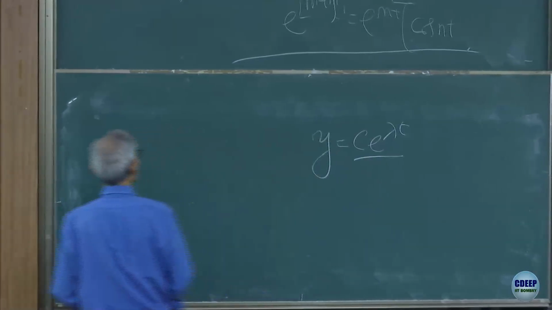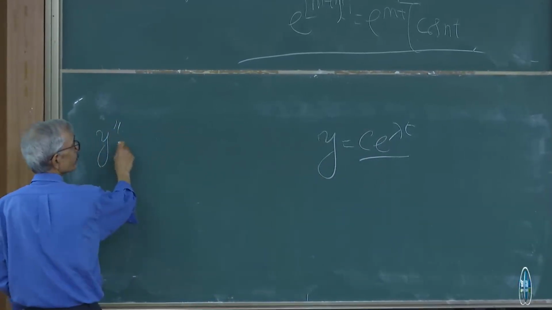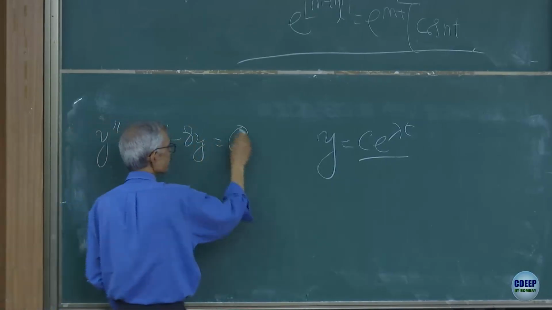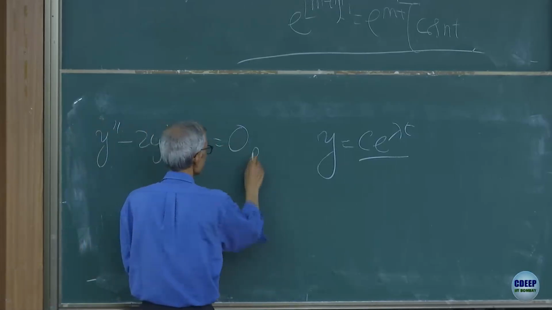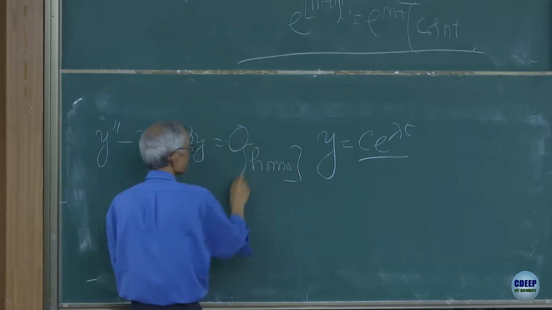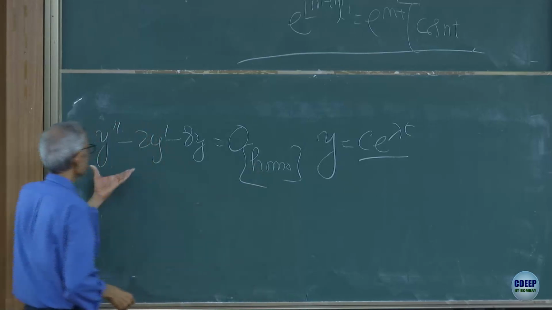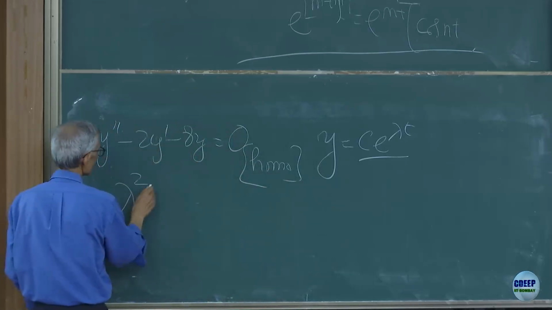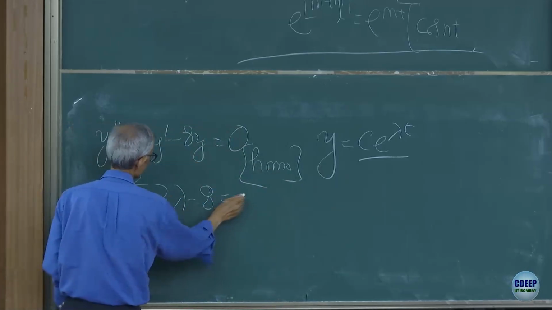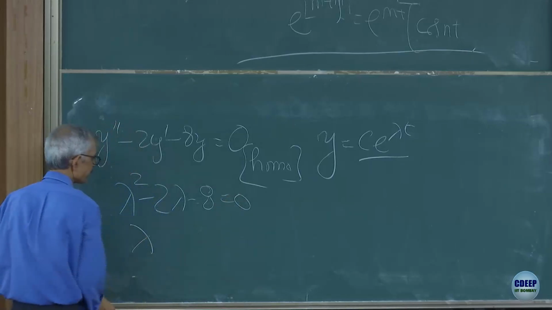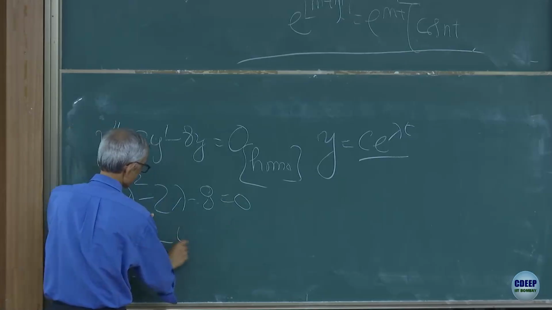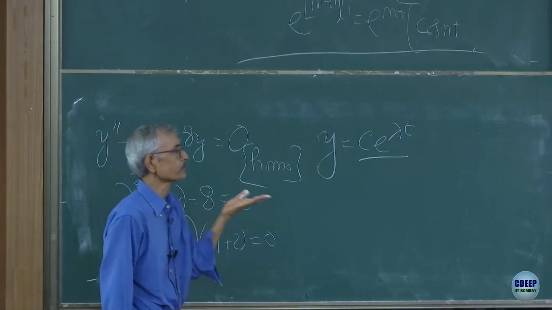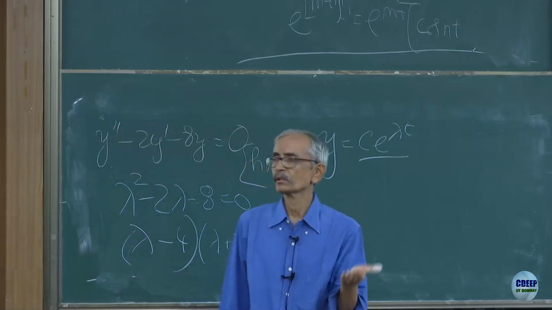Okay, let's just do this one. y double prime minus twice y prime minus 8y is equal to 0. This is the homogeneous part. We are only looking at the homogeneous solution as of now. So I'm going to get lambda square minus twice lambda minus 8 equal to 0, and you can factorize this: lambda minus 4, lambda plus 2 equal to 0, and you get lambda equal to either plus 4 or minus 2.